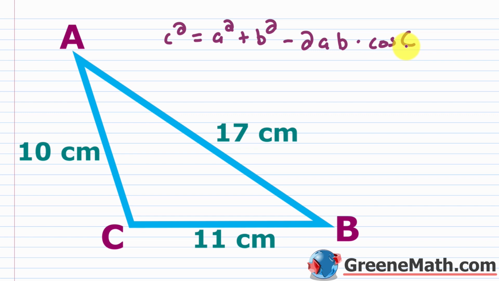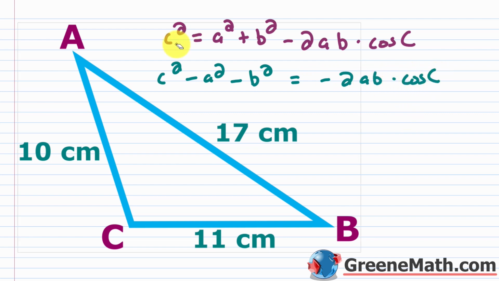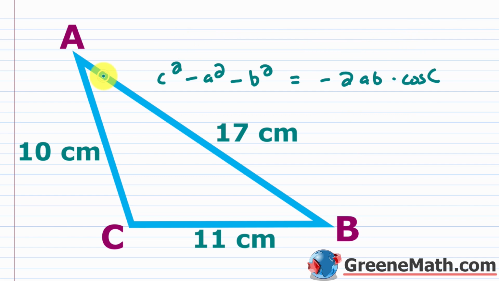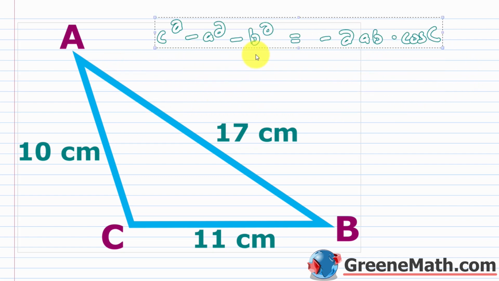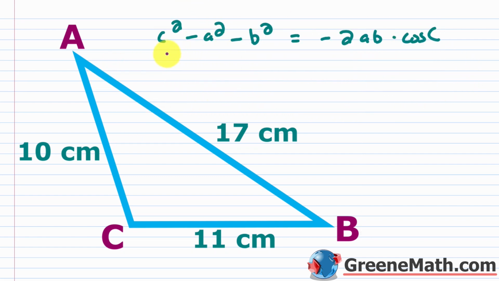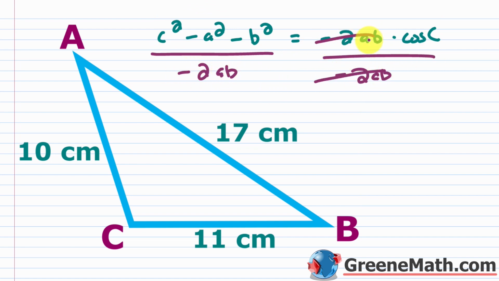So again, I think we can fit this in here. I'll just say this is C squared minus A squared minus B squared. And this would be equal to the negative of 2AB times the cosine of C. Let me actually get rid of this and let me slide this up here. What I'm going to do is divide both sides of the equation by negative 2AB. So do that over here as well. So this is going to cancel away.